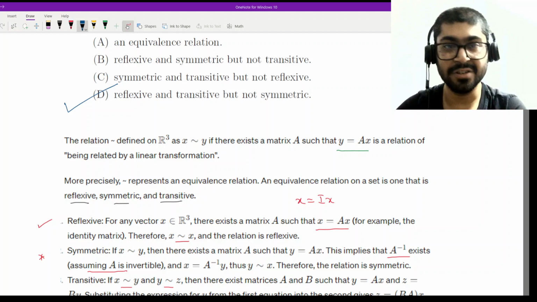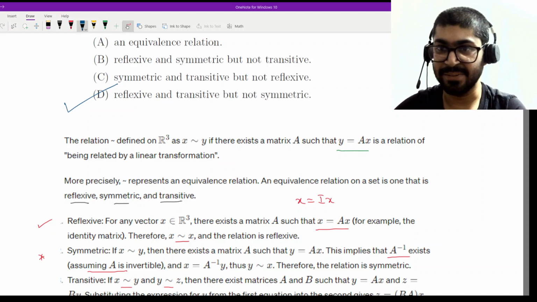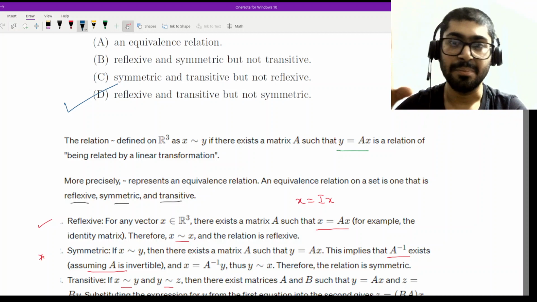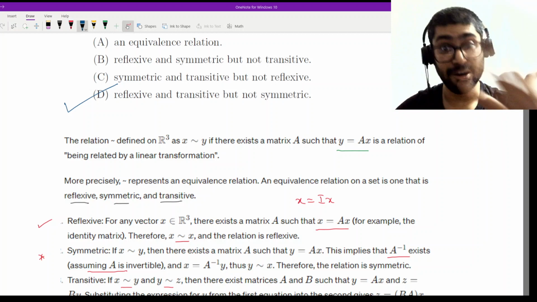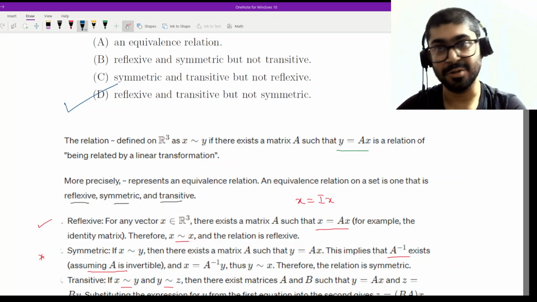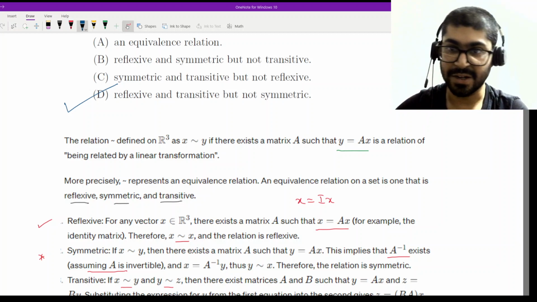Now we can for sure say it is reflexive and transitive because I can multiply any 3 cross 3 matrices, right? They are in R3. So multiplication is there, but there is no guarantee on invertibility. Even the null matrix is not excluded here. The null matrix will always be non-invertible, so that transformation will cease to be symmetric. That is a hallmark of option D.